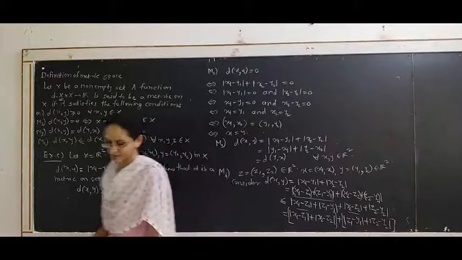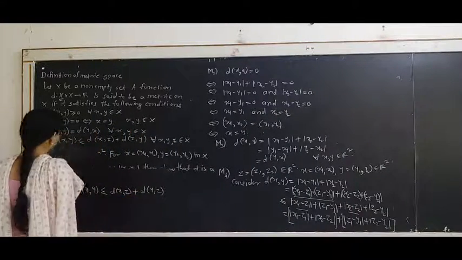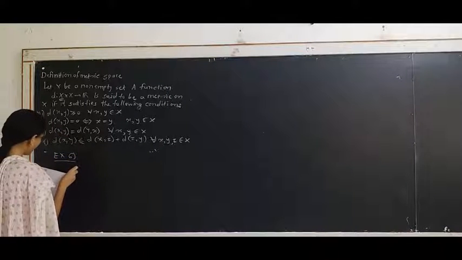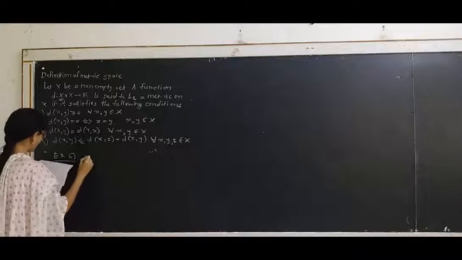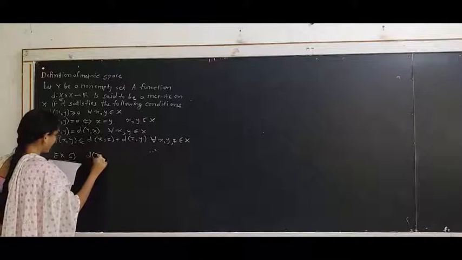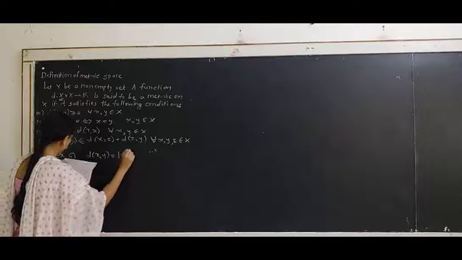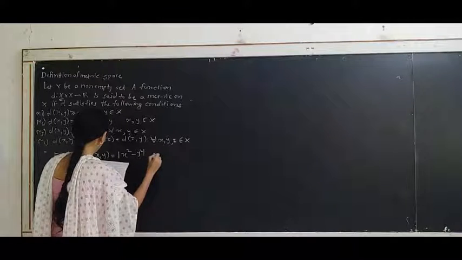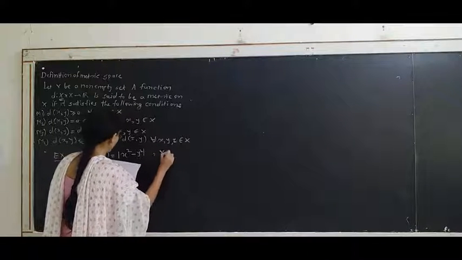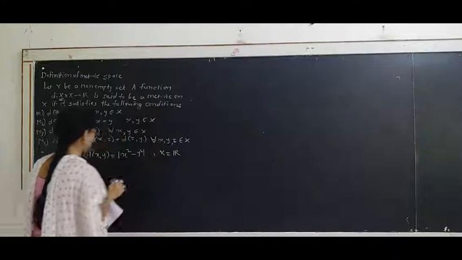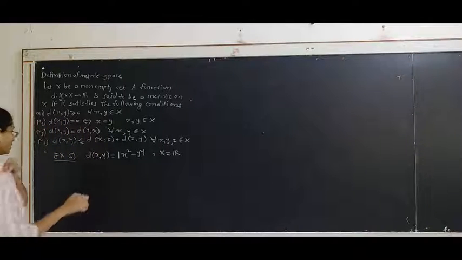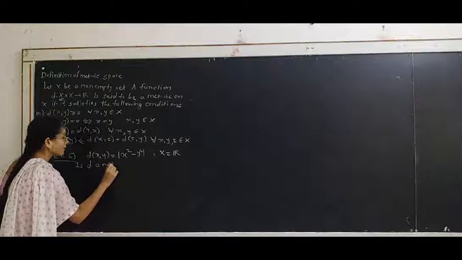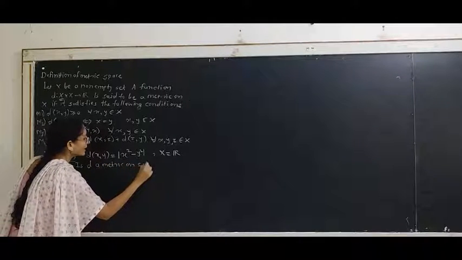Now, the next example is example number 6. The metric is defined by d(x,y) is equal to mod of x square minus y square, where X is equal to the set of real numbers. Now, is d a metric on set X?